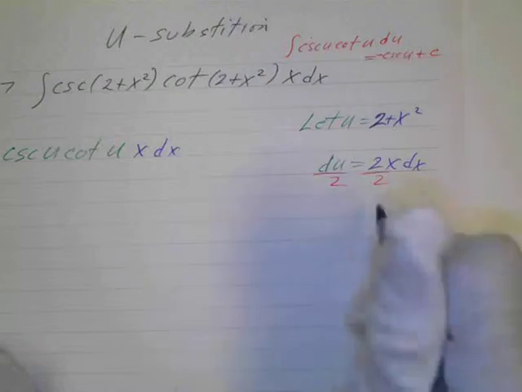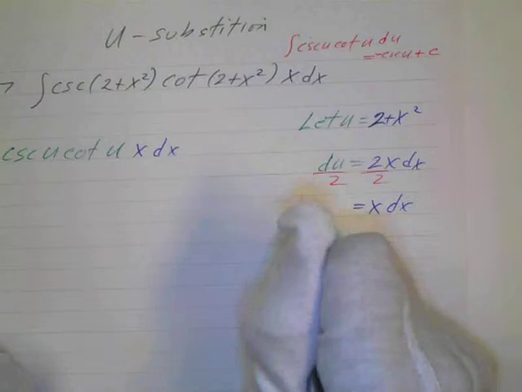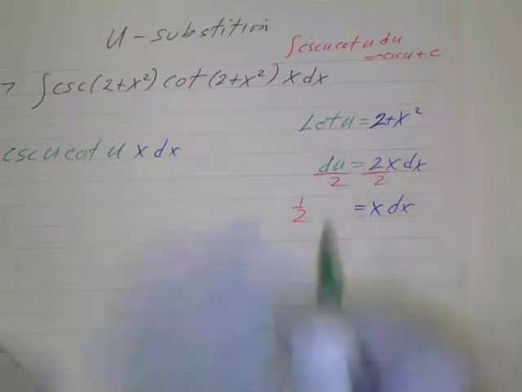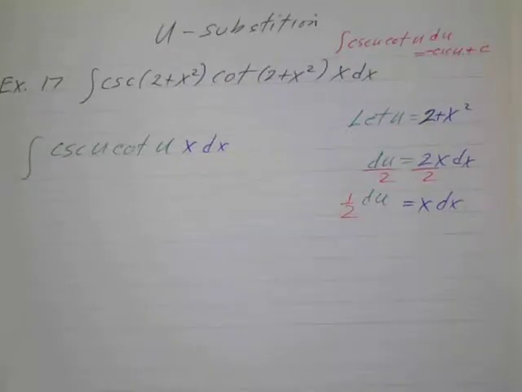And I end up with x dx equals 1/2 du. So instead of writing x dx, I can just write 1/2 du.